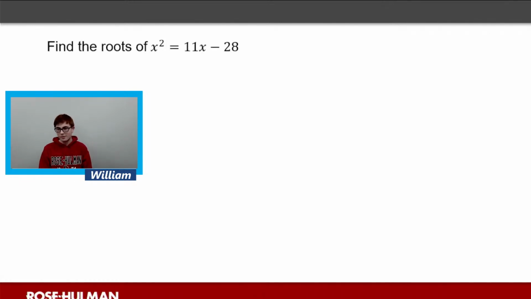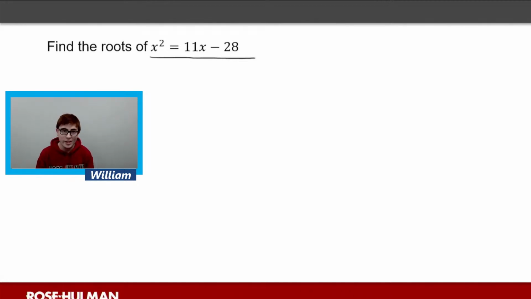Right, here we go. Find the roots of x squared equals 11x minus 28. So this is going to be pretty fun because we have to arrange it first before we can solve it. And that's just going to be some very simple algebra rearranging. You don't need to worry about it being too complicated. I'm going to walk you through it every step of the way.